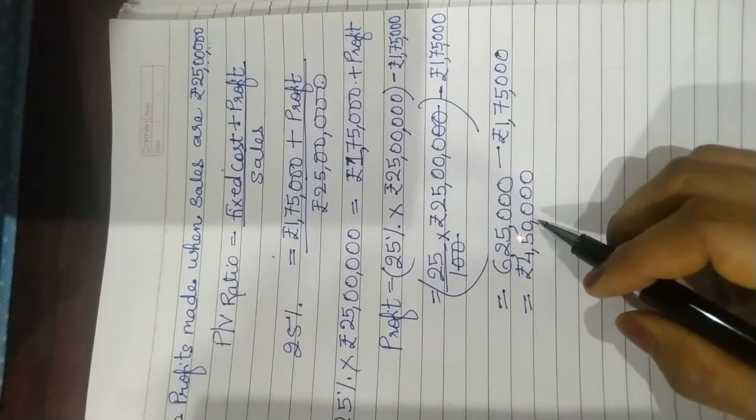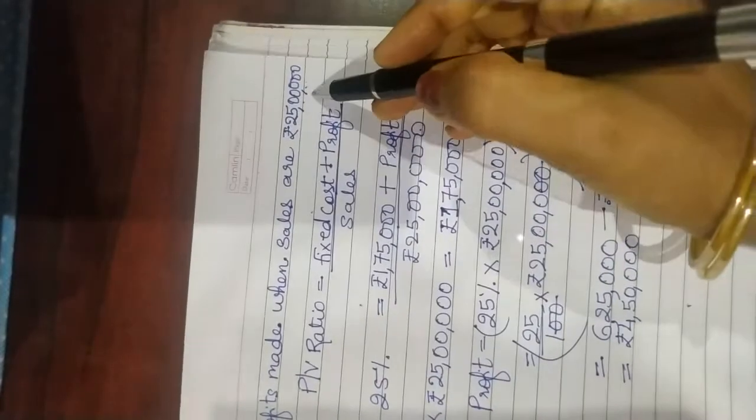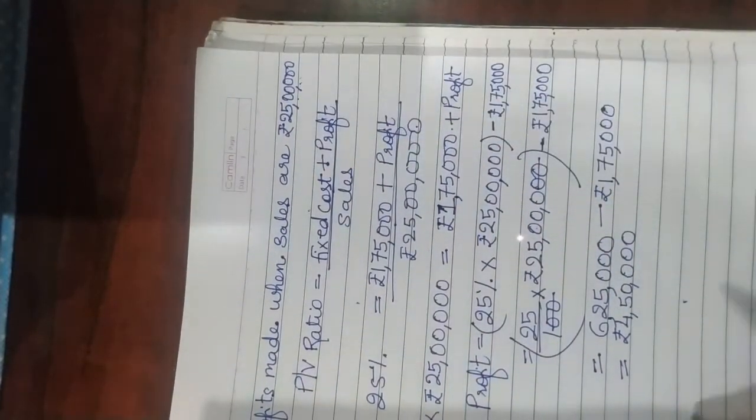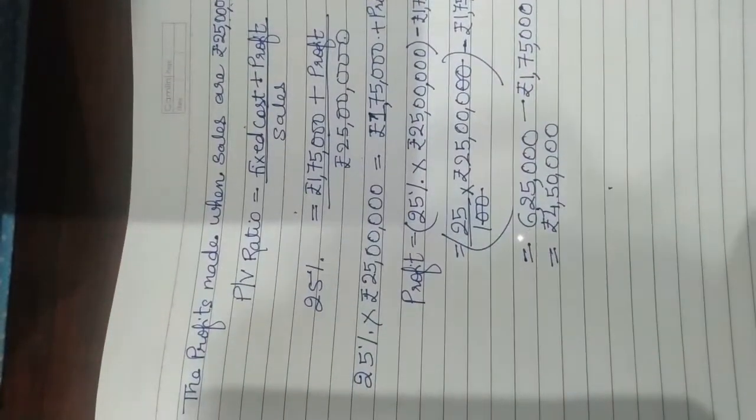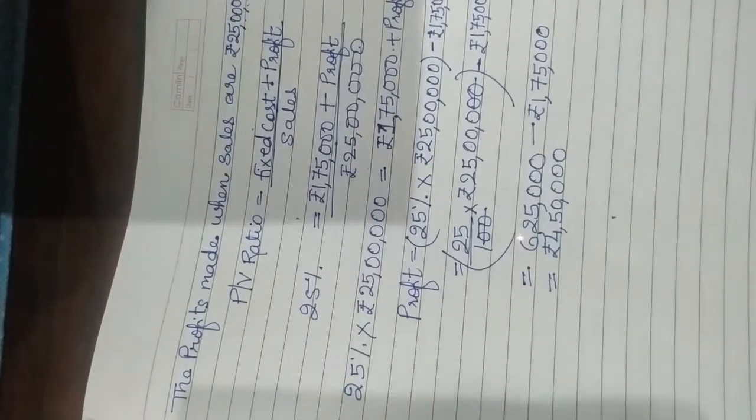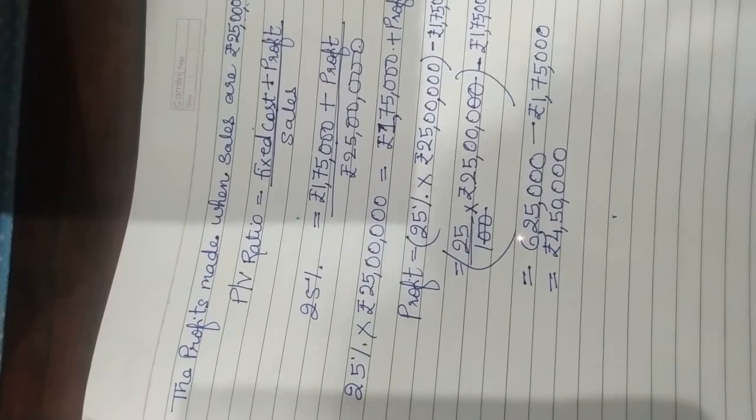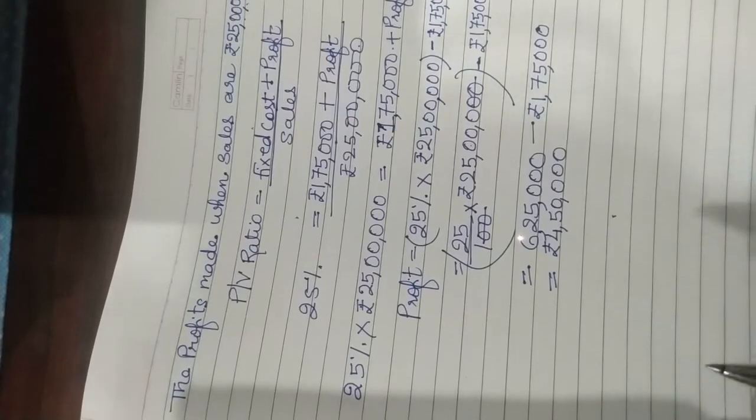So this much profit you can earn by selling this much. If sales are 25 lakhs, then only will the profit be 4,50,000. See how the marginal costing technique helps in identifying how much sale is to be made to earn this much profit. All such important decisions can be taken on the basis of the marginal costing technique.